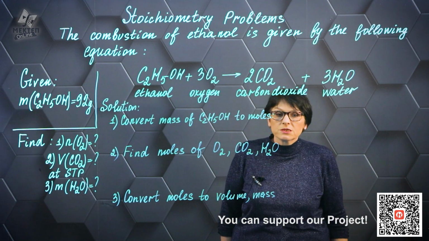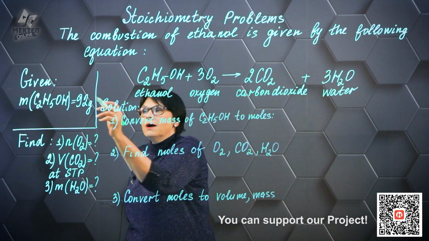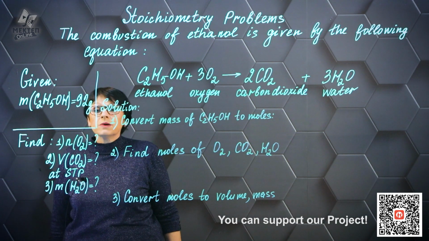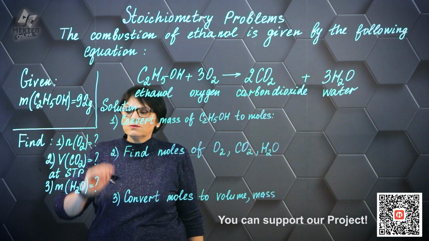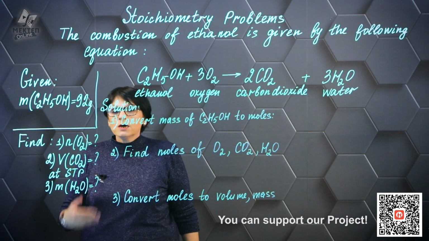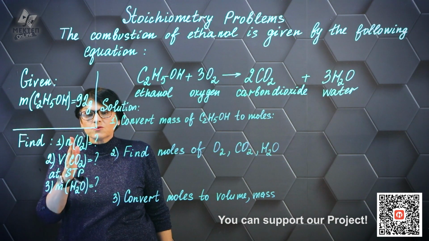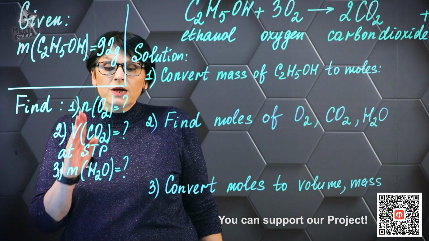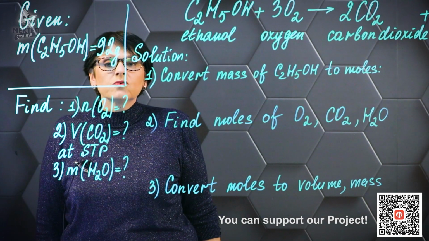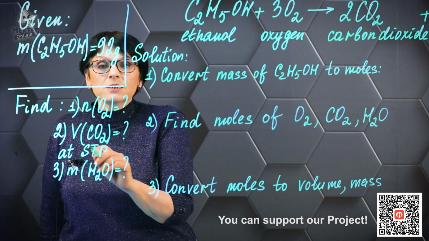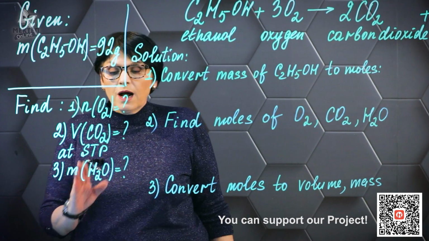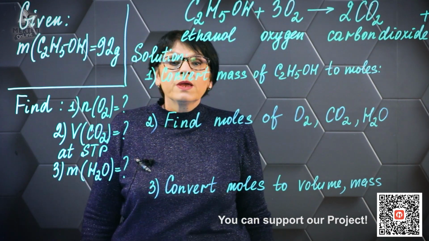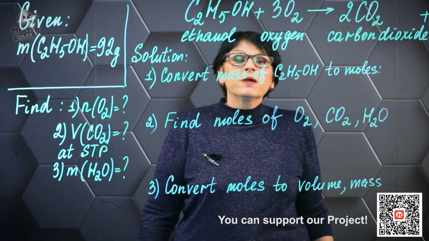Now, how are we going to solve the problem, and what do we know? Note that according to the condition of our task, we are given the mass of ethyl alcohol, 92 grams. What are we being asked to find? We are asked to find the amount of substance of oxygen involved, then the volume of carbon dioxide under normal conditions, and also the mass of the resulting substance, water. So how are we going to solve this?